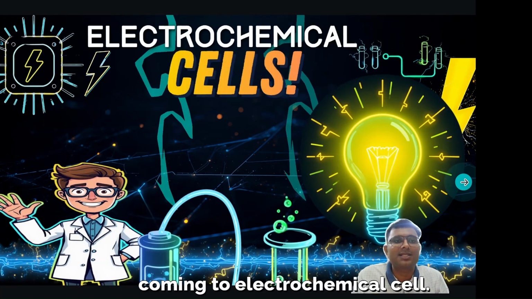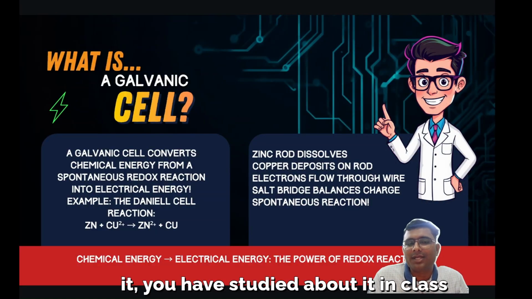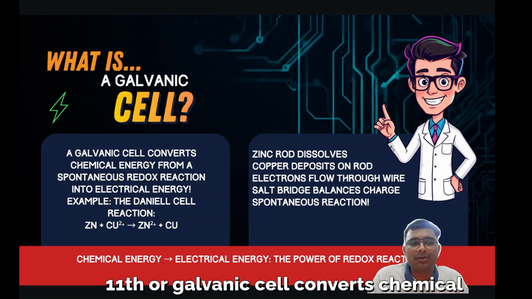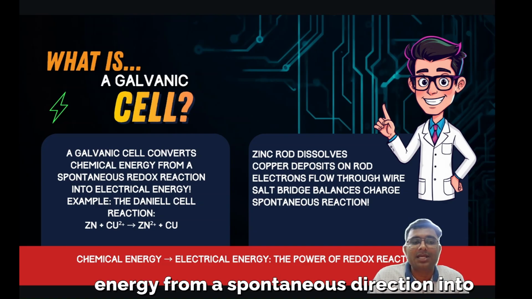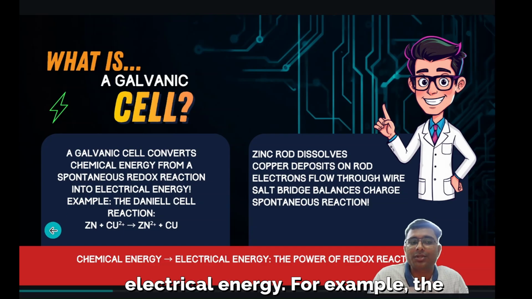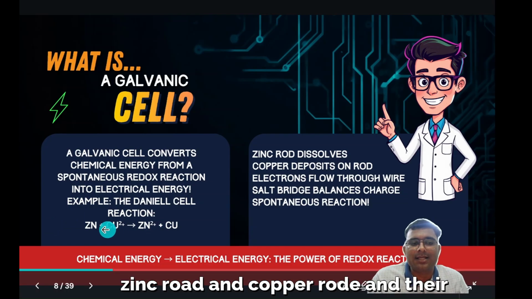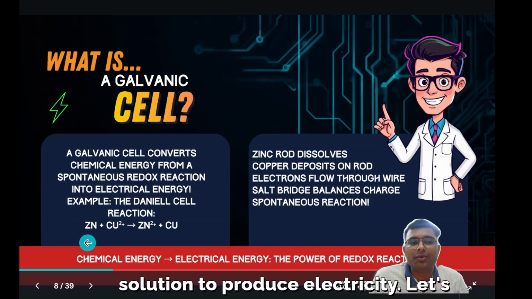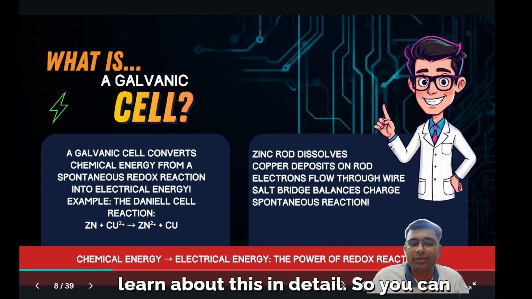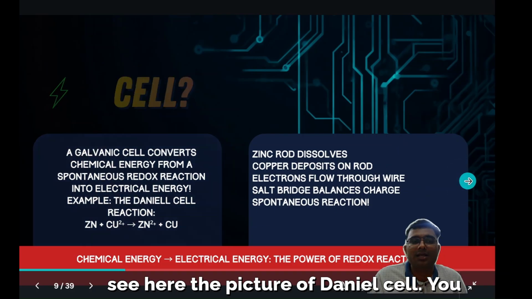Coming to the electrochemical cell, what is a galvanic cell? You have heard about it, you have studied about it in class 11th. The galvanic cell converts chemical energy from a spontaneous reaction into electrical energy. For example, the Daniel cell, where we use a zinc rod and a copper rod and their solutions to produce electricity. Let's learn about this in detail.